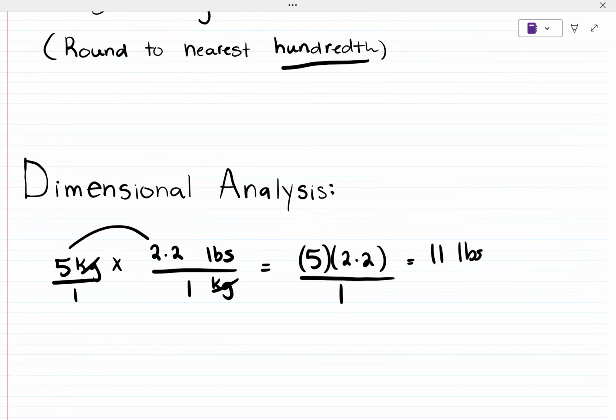Now I know the direction says round to the nearest hundreds. Shouldn't we add 0.00? Shouldn't we say 11.00? No, we do not add these trailing zeros, right? I mean, yeah, we do not include trailing zeros ever.